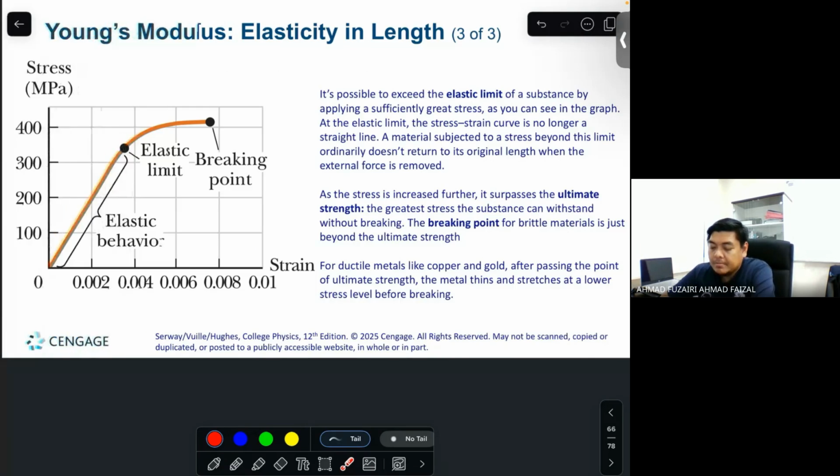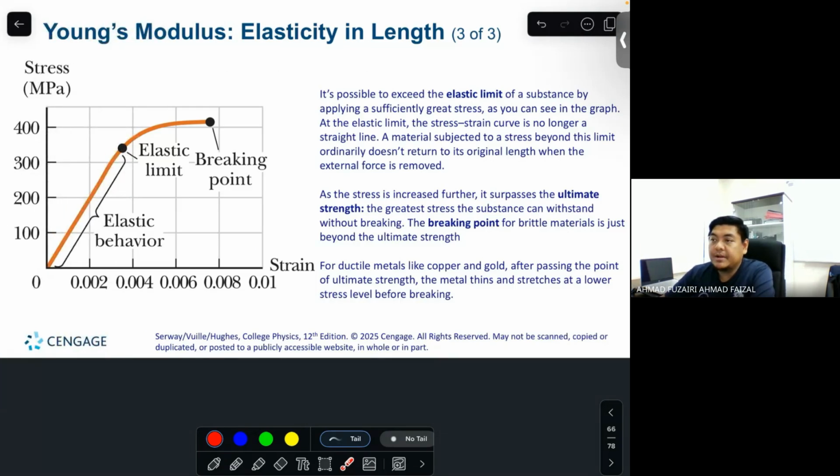Okay, now we go to the next part here. This is a very well known stress and strain graph. When you say that you have stress on the y-axis and strain on the x-axis, of course, the slope is the modulus, the elastic modulus.